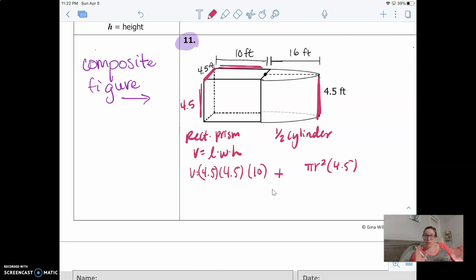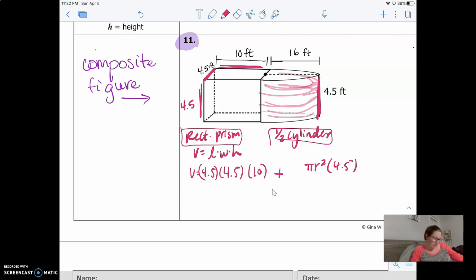Anyway, let's recap. We have two figures, a rectangular prism and half of a cylinder here. So this is just half right here. You have this kind of curves around there like that. Okay, so that's what I was working on before I got cut off.